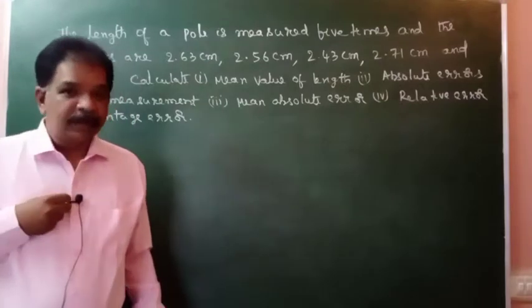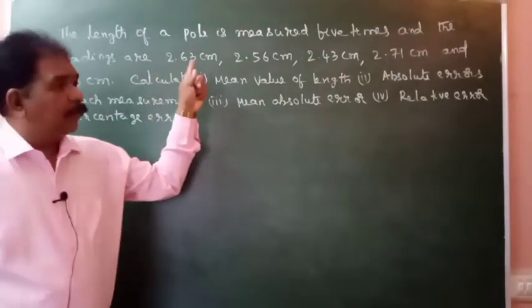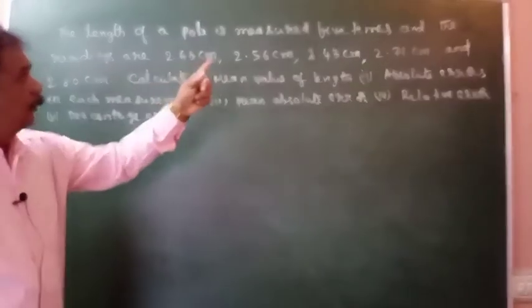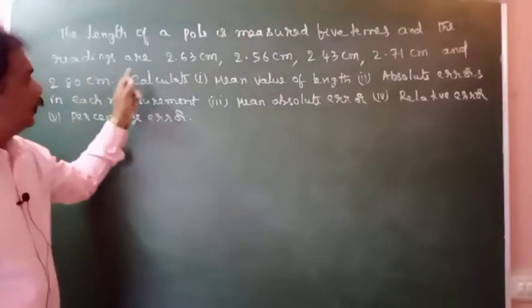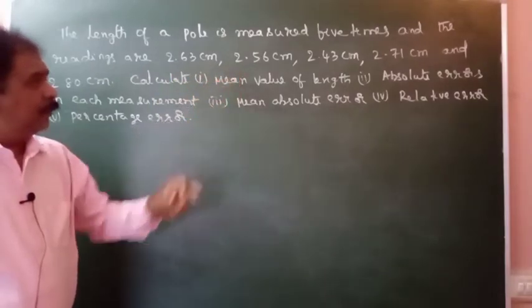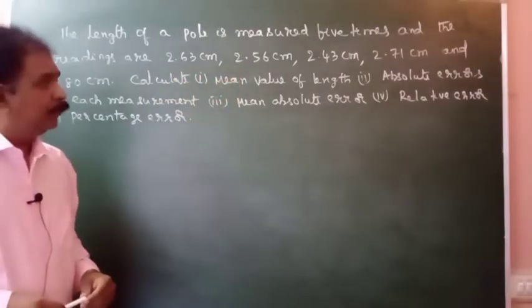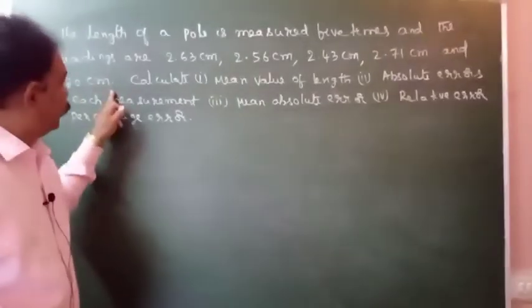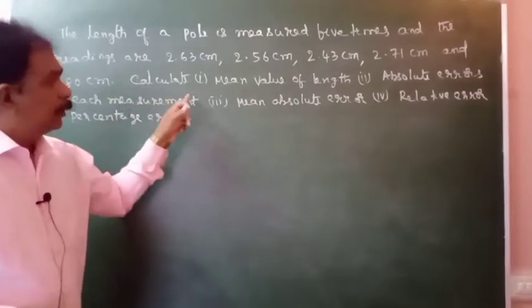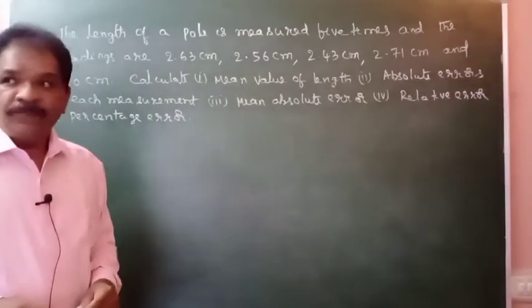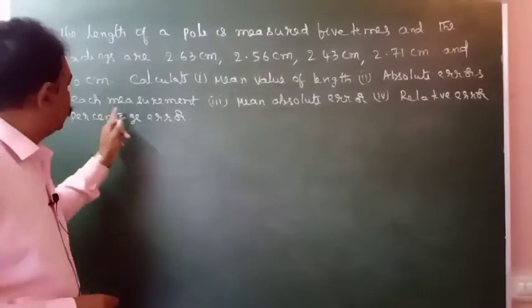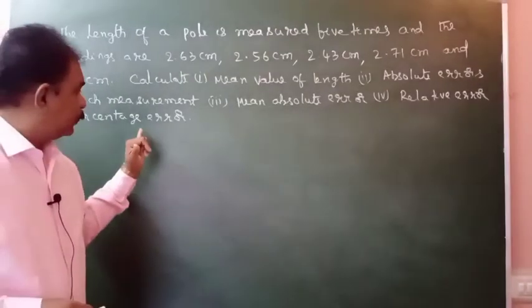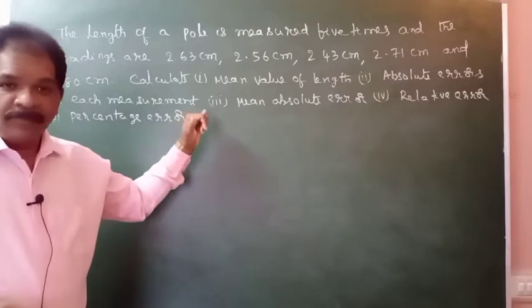In the last class, we were discussing this problem. I gave it as homework for you. The length of a pole is measured 5 times and the readings are 2.63 centimeter, 2.56 centimeter, 2.43 centimeter, 2.71 centimeter and 2.80 centimeter. Calculate the mean value of length, absolute error in each measurement, mean absolute error, relative error and percentage error. I gave this problem for homework.